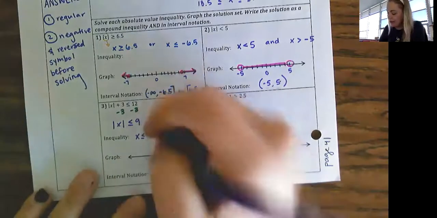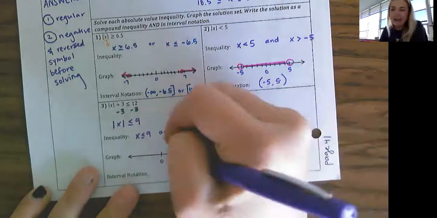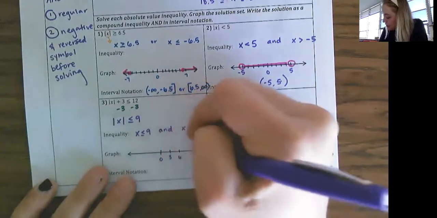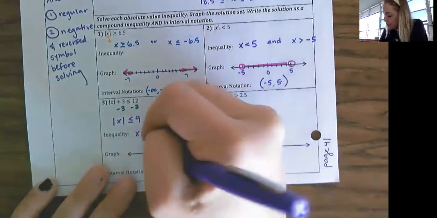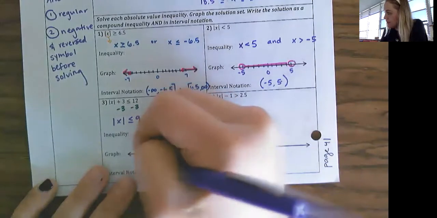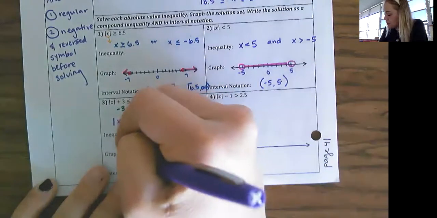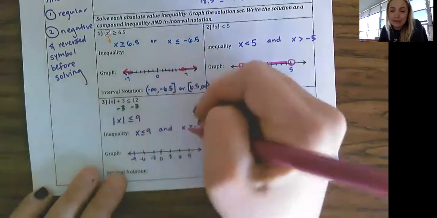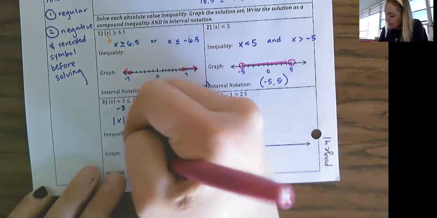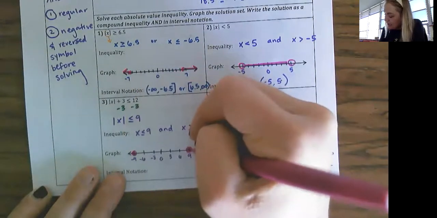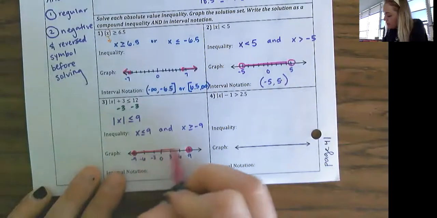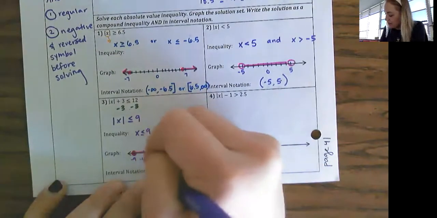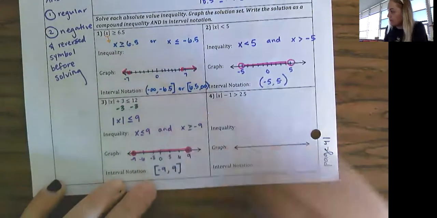When I put that on my number line, I've got 0. I'm going to count by 3s because I don't want to do 9 tick marks. I'm going to say 3, 6, 9. And in the other direction, negative 3, negative 6, negative 9. Remember, this is an and statement. Both of these have equal to's on them, so they will be filled in circles at negative 9 and at positive 9. And I can shade everything in the middle. My interval notation will be from negative 9 to positive 9.